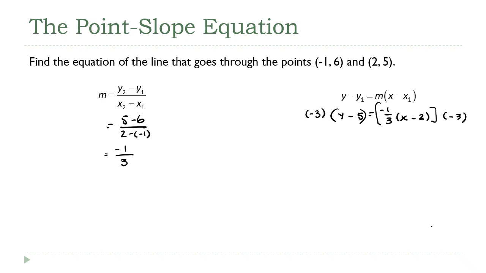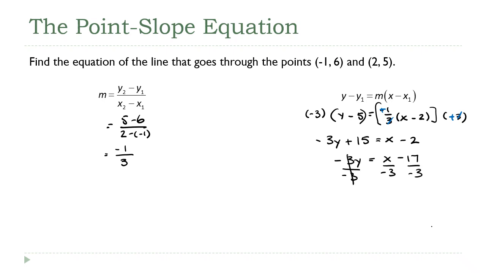On the left side, if I do the distributive property here, this is negative 3y plus 15. And over here on this side, these 2 negatives are going to cancel each other and become positive. And the 3's cancel. And I don't have that fraction anymore, just x minus 2. All right, so now we're almost there. We'll subtract 15 from both sides. This becomes minus 3y equals x minus 17. And then I'll divide everything by negative 3.